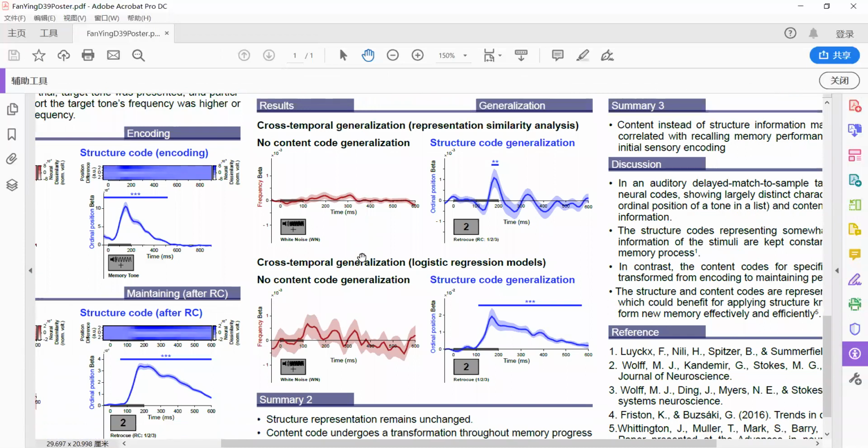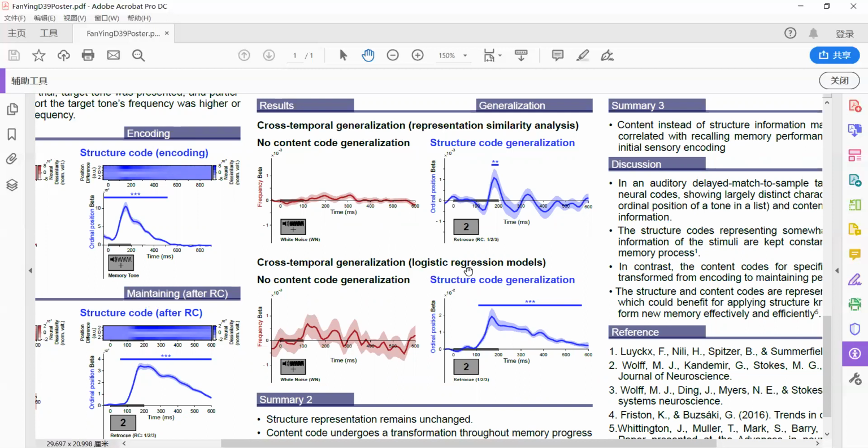And after having observed content and structure code during the encoding and maintaining periods, we want to see whether the codes during these two periods are similar. So we conducted a cross-temporal generalization analysis using two methods. The first one is the representational similarity analysis, and the other one is the logistic regression model.